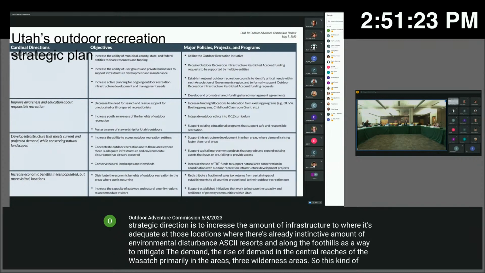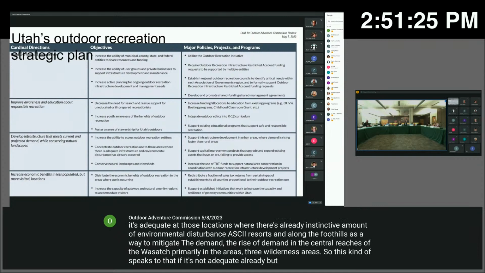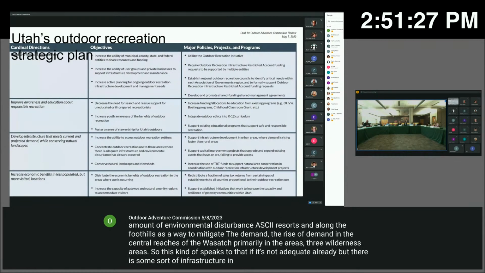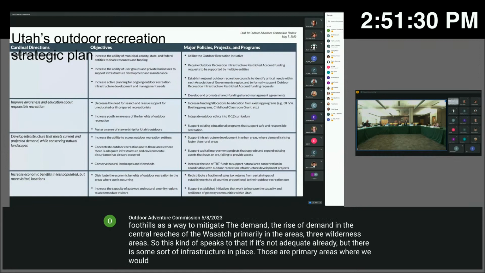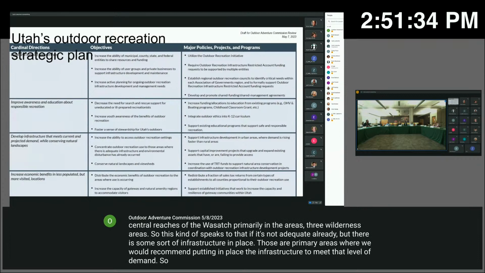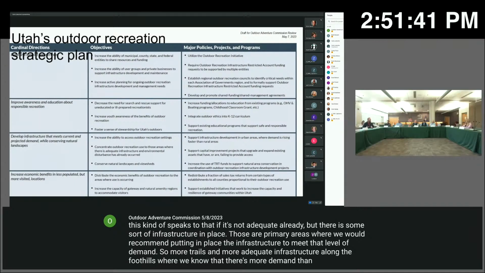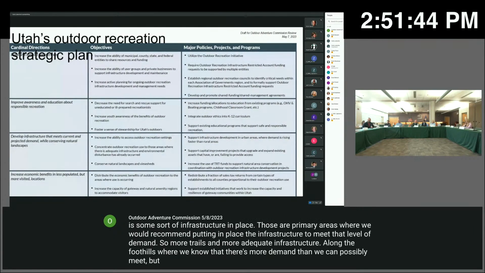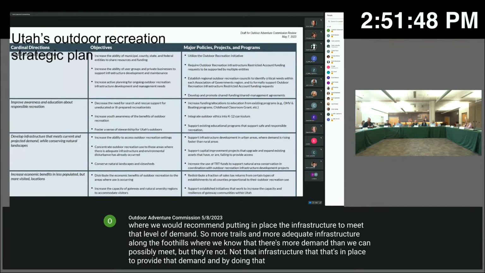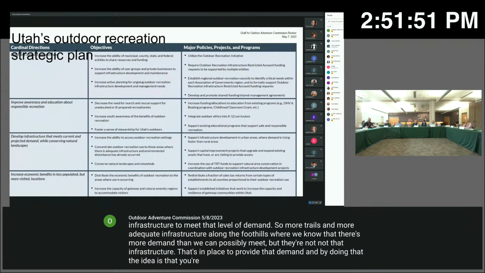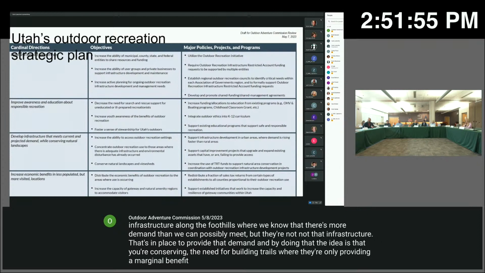If it's not adequate already, but there is some sort of infrastructure in place, those are primary areas where we would recommend putting in place the infrastructure to meet that level of demand. So more trails and more adequate infrastructure along the foothills, where we know that there's more demand than we can possibly meet, but there is not that infrastructure in place to provide for that demand. And by doing that, the idea is that you're conserving the need for building trails where they're only providing a marginal benefit to the outdoor recreating public.